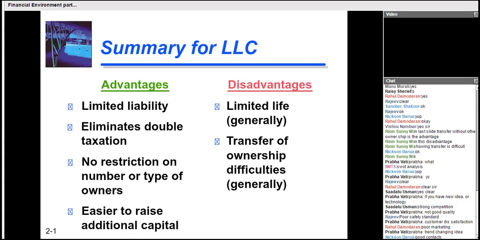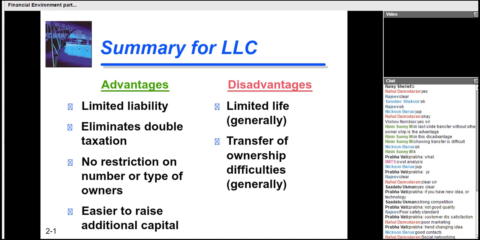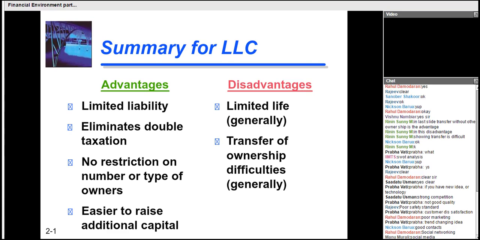Like I give you an example. Suppose there are good contacts. Nixon is saying good contacts. Good contacts can be your strength, but they cannot be your opportunity. Like I tell you, suppose you are importing some machines. Social networking can be your strength, but that cannot be the opportunity. So what can be the opportunity?